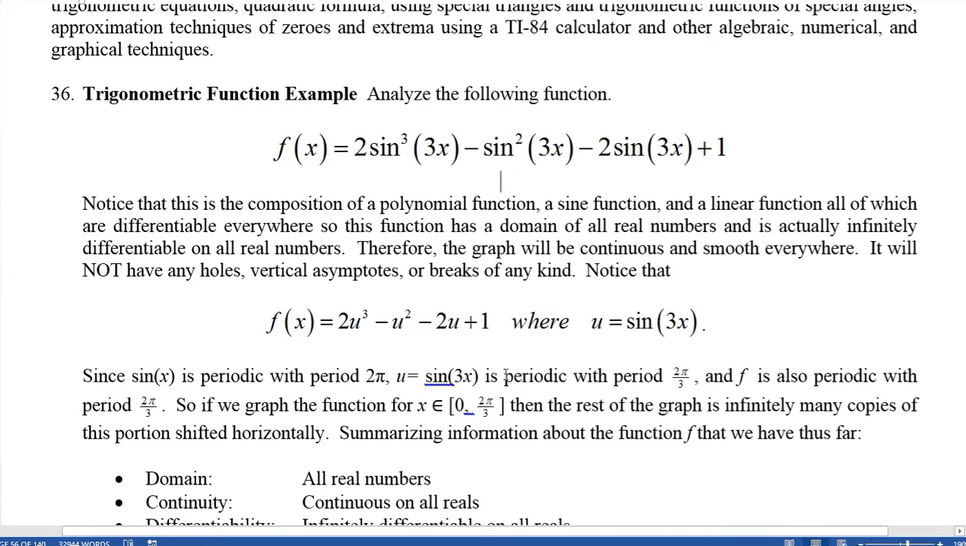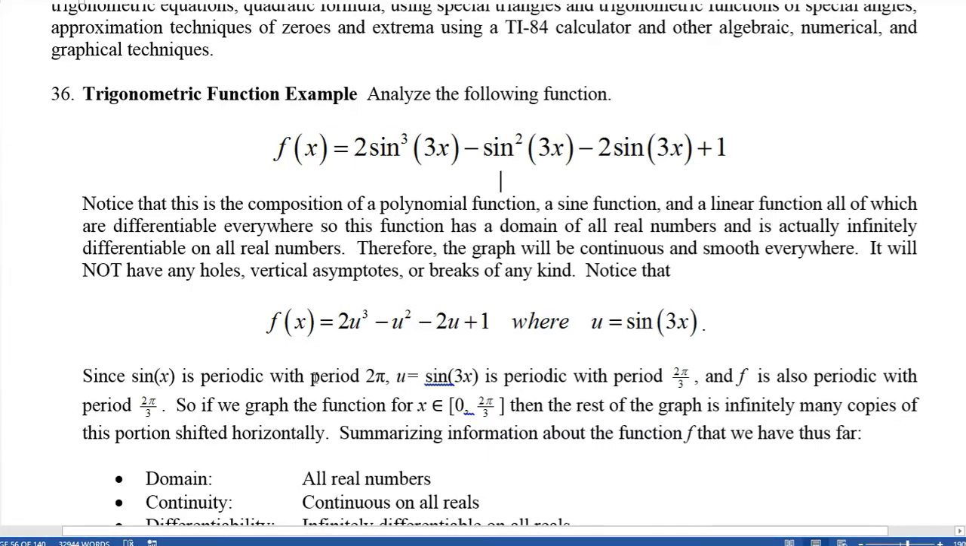Think about it just a minute. If the input 3x goes between 0 and 2 pi, that is one period, so we have 0 less than 3x less than 2 pi. Divide everything by 3, and we've got 0 less than x less than 2 pi over 3. So when x goes from 0 to 2 pi over 3, 3x goes from 0 to 2 pi, and you'll get one full period. Any interval of length 2 pi over 3 will be one period.